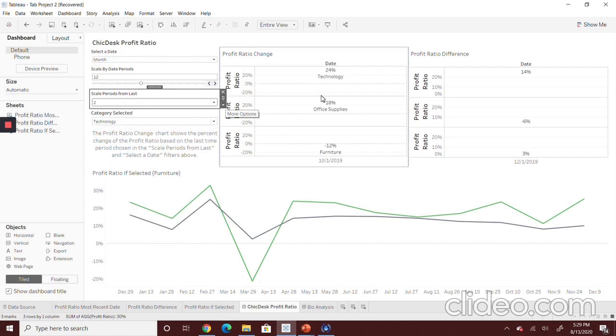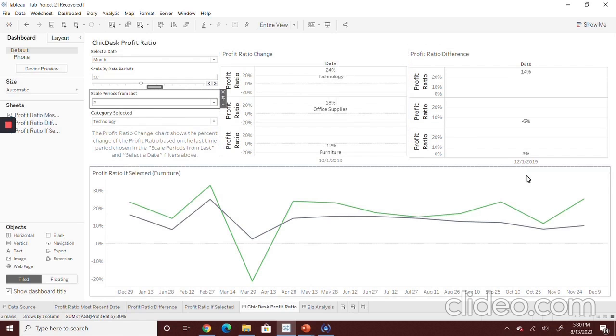We'll go to 2. So for example, using a scale of 12 months and 2 periods from last, we can see that 2 months prior to December 1st, the profit ratio is 24%, which is mirrored in the line graph below. According to this visualization, technology looks like the best-selling product compared to the overall profit ratio, which is this gray line below the green line.